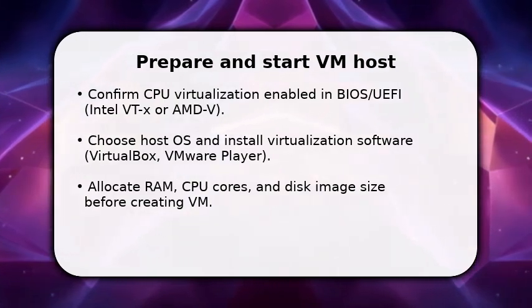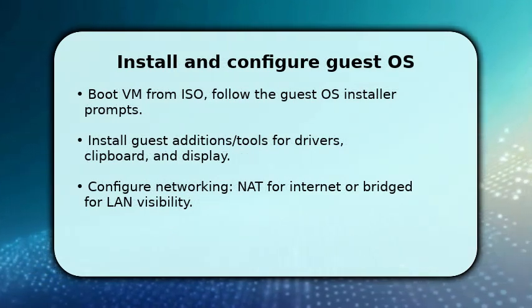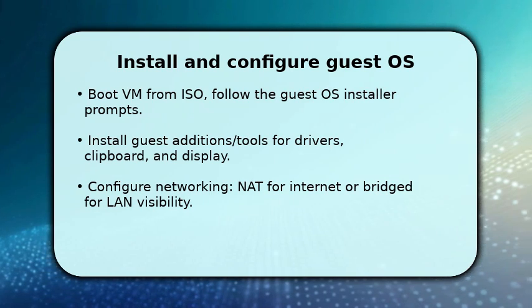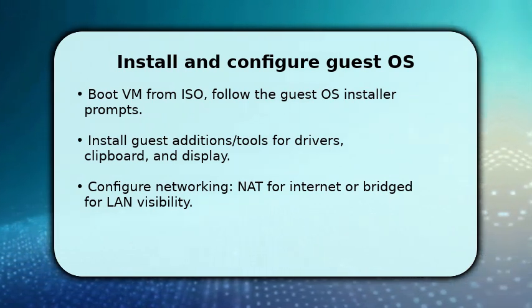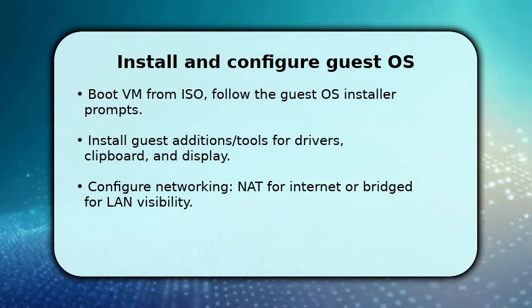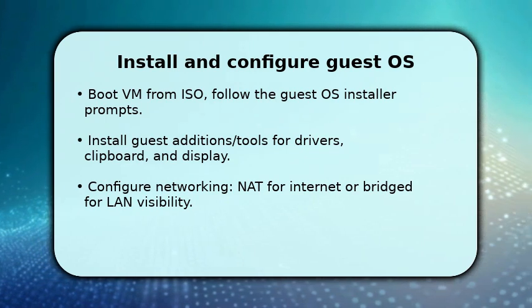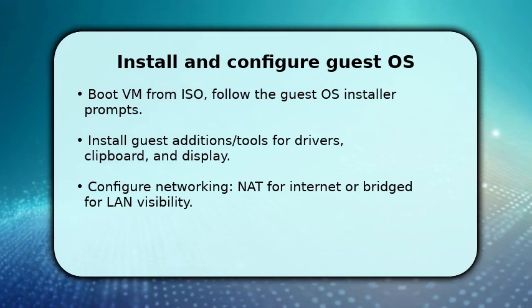You now install and configure the guest operating system inside the VM. Boot the virtual machine from the attached ISO. Follow installation prompts just like on physical hardware. After the OS is up, install the hypervisor's guest additions or tools to enable shared clipboard, better graphics, and folder sharing. This makes the guest behave like a real machine.